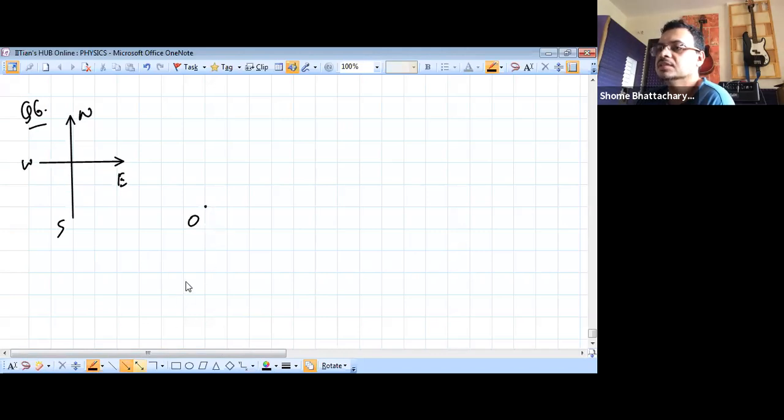It first makes a displacement of 2 kilometers towards east. That is, let's say something like this. This is my first displacement, let's say S1, which is 2 kilometers in length towards east. So it will reach some point, let's say from O to this point, let's say E. Then from that point, it is making a displacement of half a kilometer. 500 meters is half a kilometer. Okay.